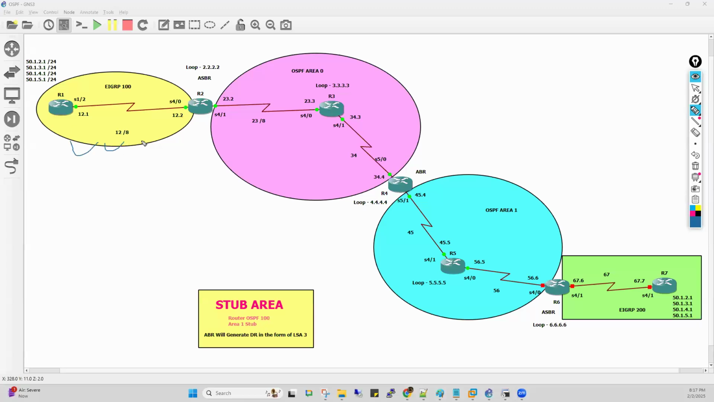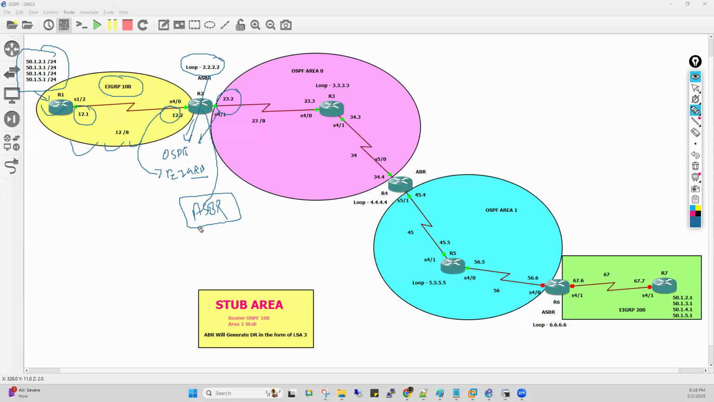Here, guys, we are running which protocol? EIGRP. Right now, here we are running EIGRP, and on this router we advertise the 12 network as well as this network in EIGRP. Clear? On this router, we are running OSPF as well as EIGRP. We advertise the 12 network in EIGRP, and we advertise the 23 network and this 22 network in OSPF. So this router is known as which router, guys? ASBR router. Agree, everyone?